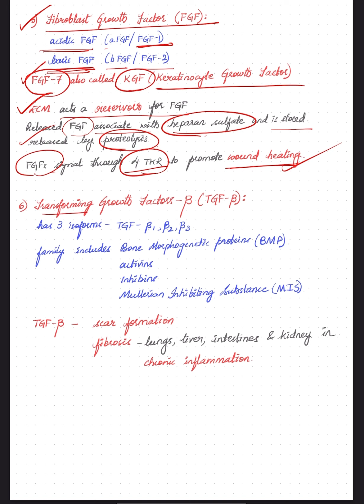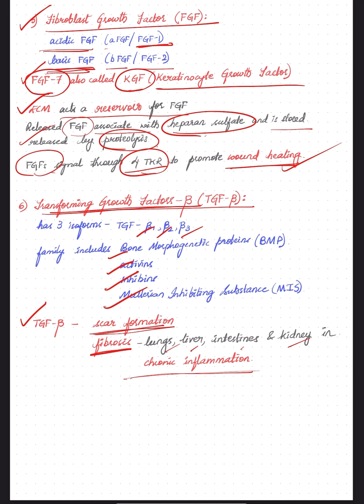Transforming growth factor beta, TGF beta, has three isoforms, TGF beta 1, beta 2, beta 3. This family also includes bone morphogenetic proteins, activins, inhibins, and Mullerian inhibiting substance. TGF-beta has a role in scar formation and also in fibrosis of lungs, liver, intestines, and kidney in conditions of chronic inflammation. Whenever there is chronic inflammation of these organs, fibrosis is seen because of TGF-beta.